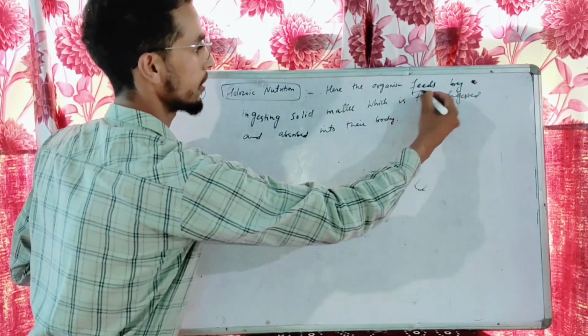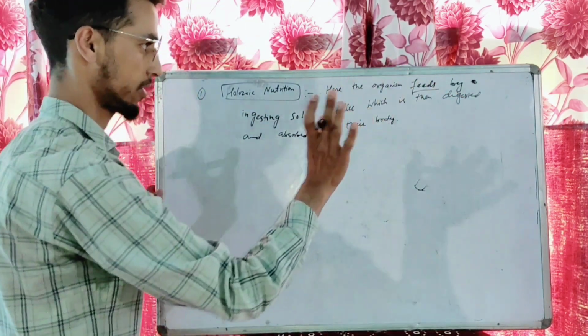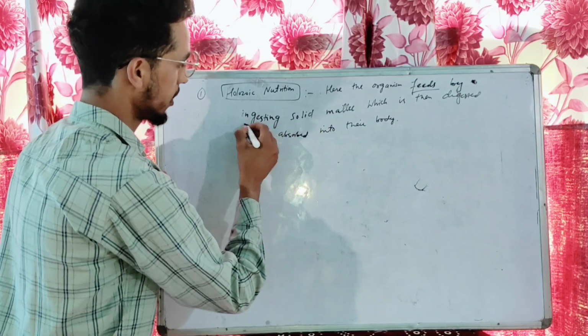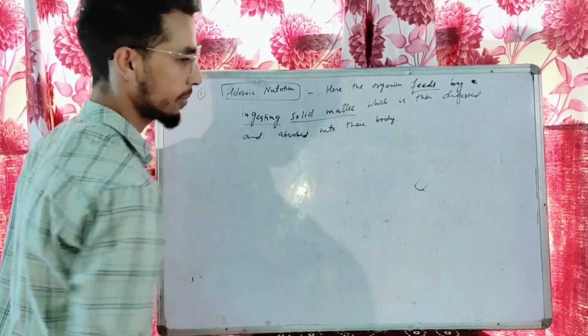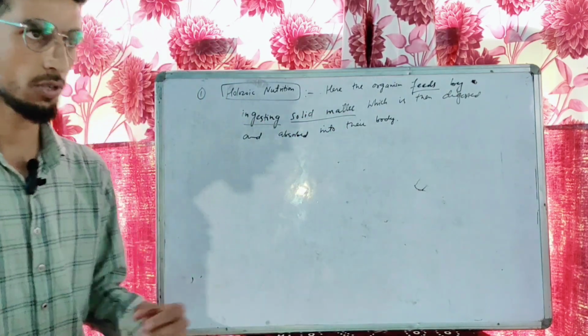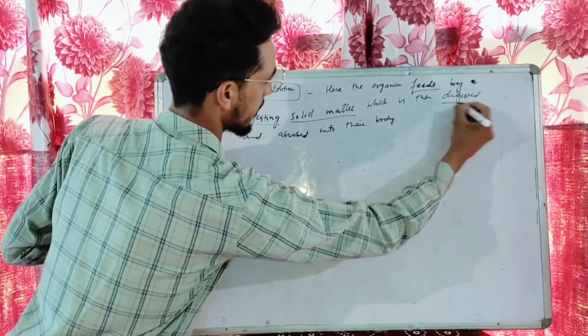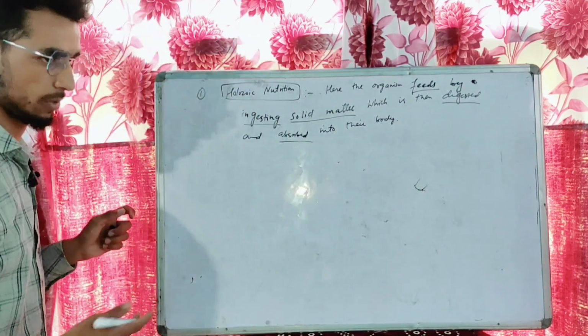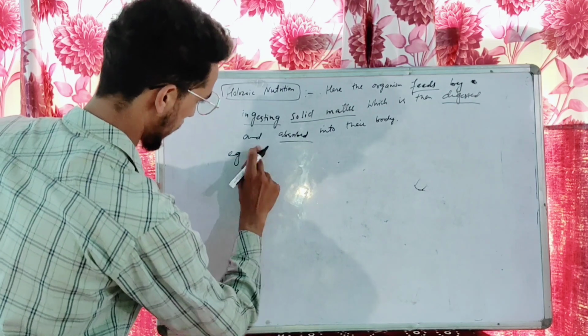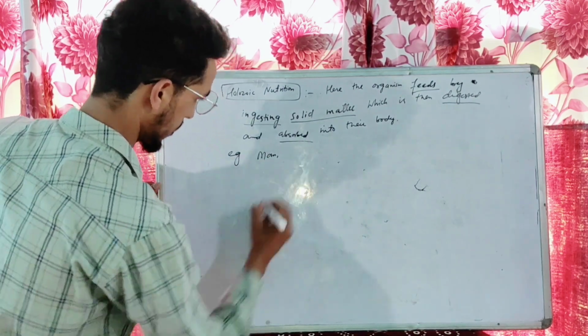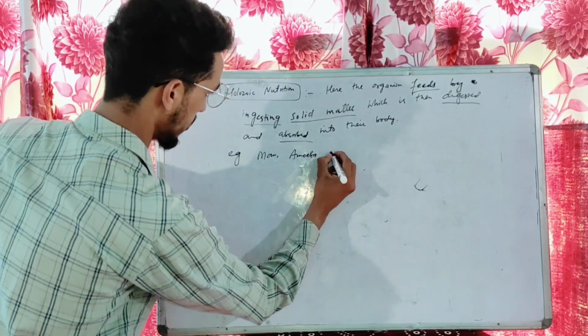So first, it will feed. Nutrition means feeding, simply eating and utilizing energy. After that, ingest means eating. So this solid matter, all the complex substances, all this food will firstly be ingested and then digested, means broken down. After that, absorbed. This process occurs mostly in humans. So man will come first, and amoeba will also come in this, etc.